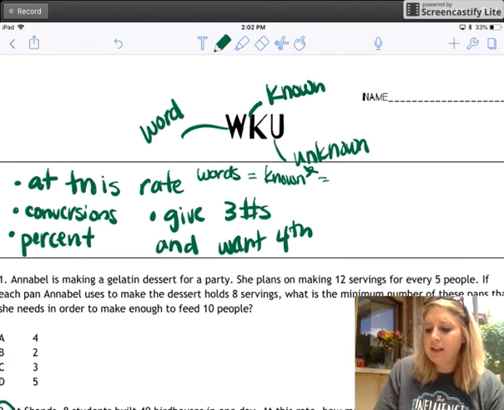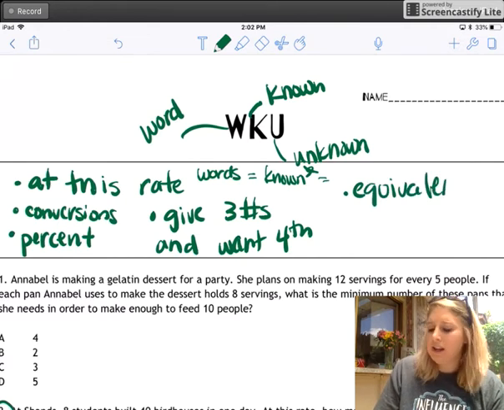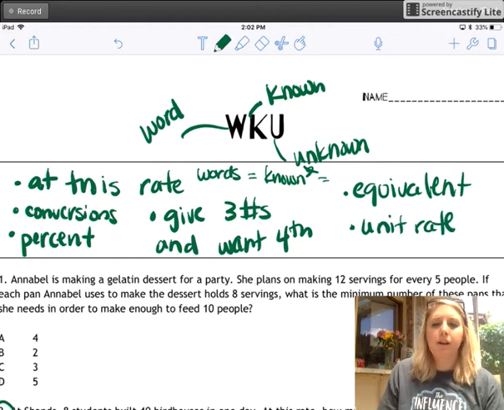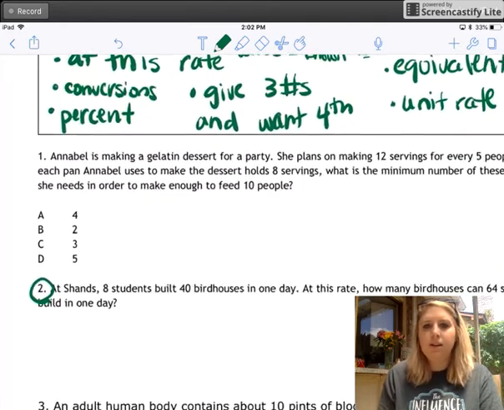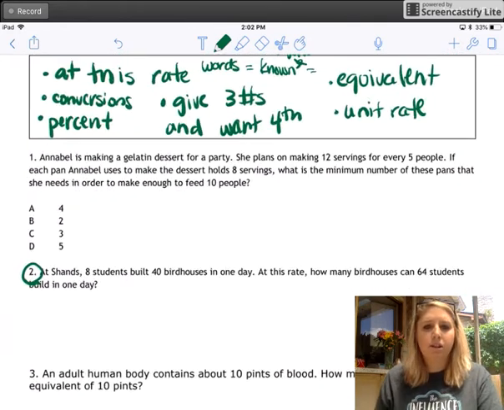If they say anything about equivalent ratios, or if they say anything about unit rate, those are big hints that we're going to use WKU. So I'm ready to dive right in. We're going to do this first one here, and it's about Annabelle making a gelatin dessert for a party.